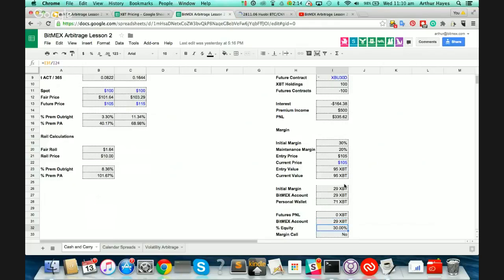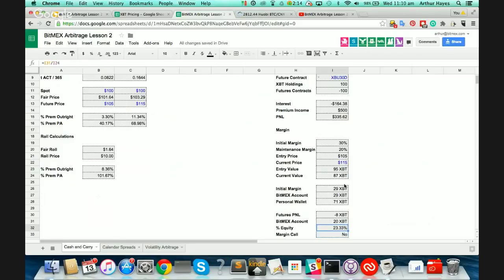Now, we're short futures contracts. Let's assume that the price rises to $115, say. As you see here, we've lost 8 Bitcoin, and now we only have 20 Bitcoin left in our BitMEX account, and our equity percentage has dropped to 23%. You're not in a margin call yet, but we are getting close.